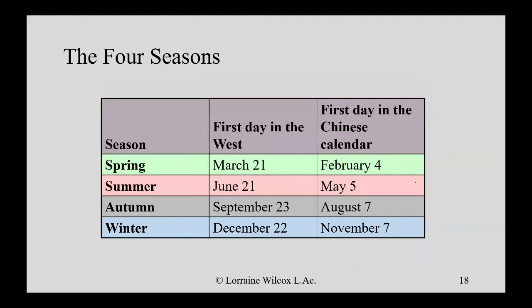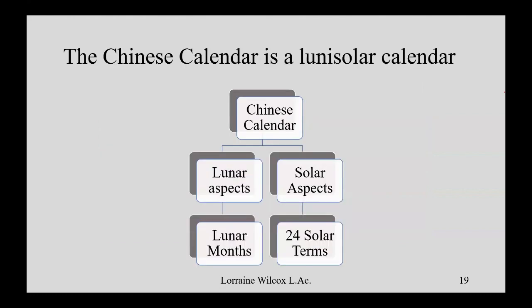And so just to compare, as I was mentioning earlier in this slideshow, the first day of spring in the West is March 21st or 22nd or 20th, but the first day of spring in the Chinese calendar is February 4th. And again, if you're doing anything to do with Chinese medicine or Chinese culture, and it wants to happen in the spring, use the February 4th date, not the March 21st date.